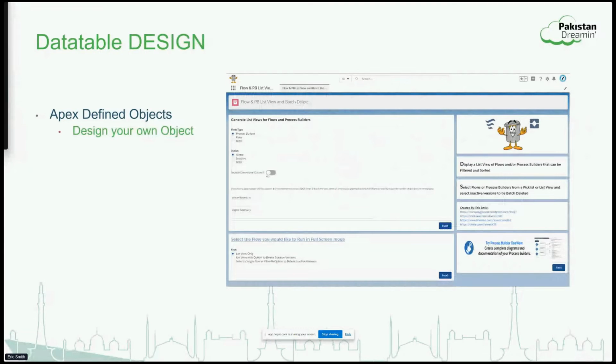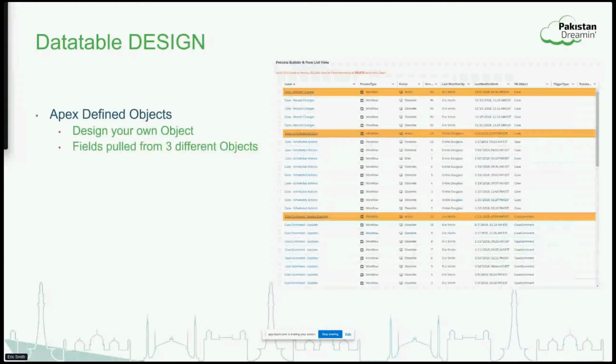Here's an example. This is a utility I wrote a few years ago to show a table or list view of flows and process builders, and then once the user makes a selection, allow them to batch delete inactive versions. In order to do this, there is no standard object that has flow or process builder information. I was actually pulling information in from 3 different Salesforce objects to get the information I wanted to display in this table. So I'm displaying flows or process builders along with their status, version numbers, and other things.